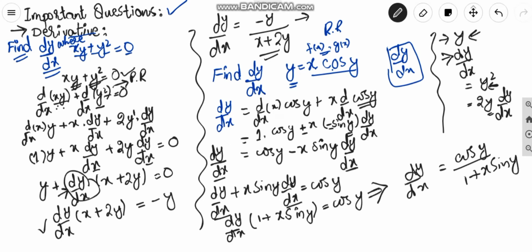So you can see that these questions are quite easy, and you can easily attempt these questions in your papers by practicing.